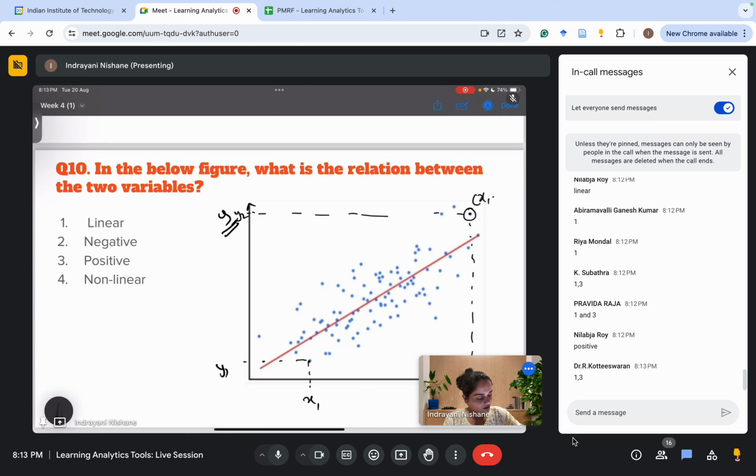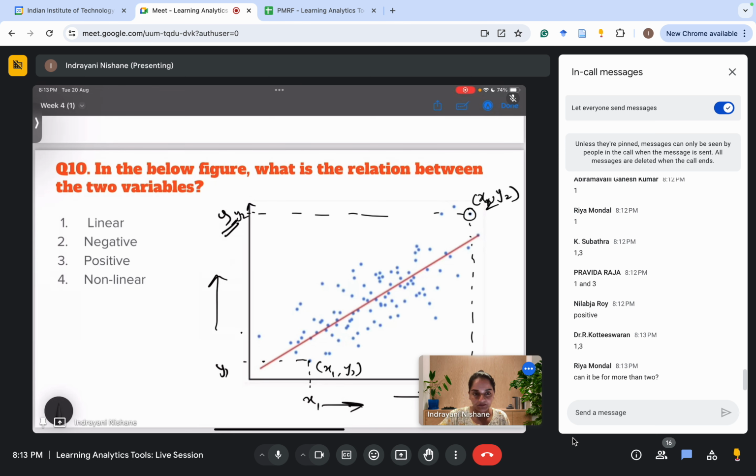as a group of x and y together, x2 comma y2, and x1 comma y1. So we are considering both the variables together. That's how it gives us the relationship between these variables. How change in x is impacting y, right? When you're increasing x, is y also increasing or y decreasing? What type of information you are getting?